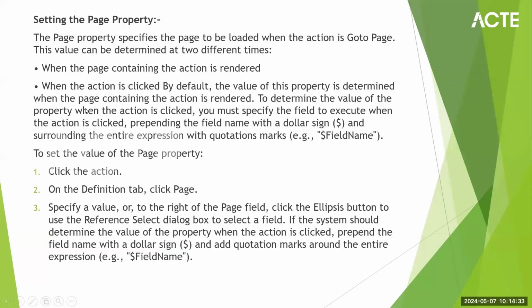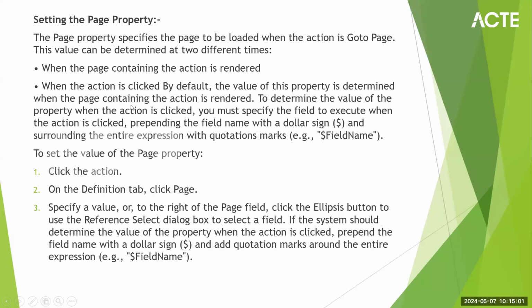There are two different times: when the page containing the action is rendered, or when the action is clicked. By default, the value of the property is determined when the page containing the action is rendered. To determine the value of the property when the action is clicked, you must specify the field to execute when the action is clicked, prepending the field name with a dollar sign or surrounding the field name with dollar signs.